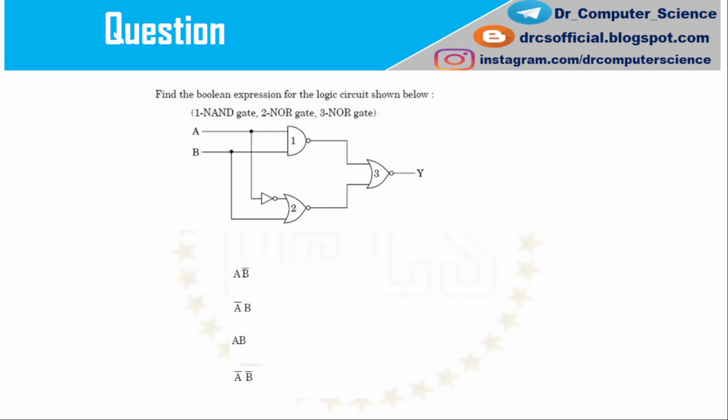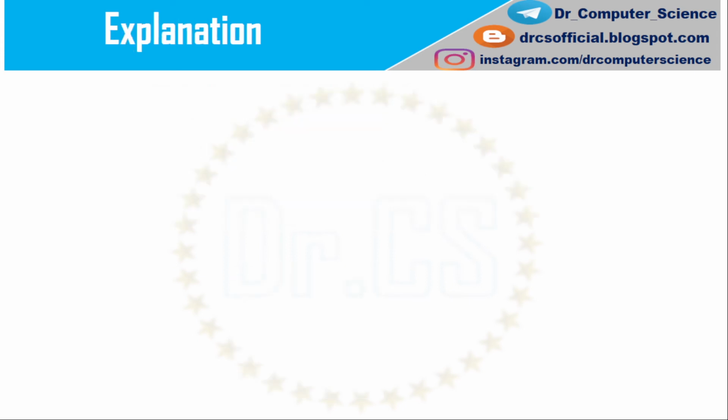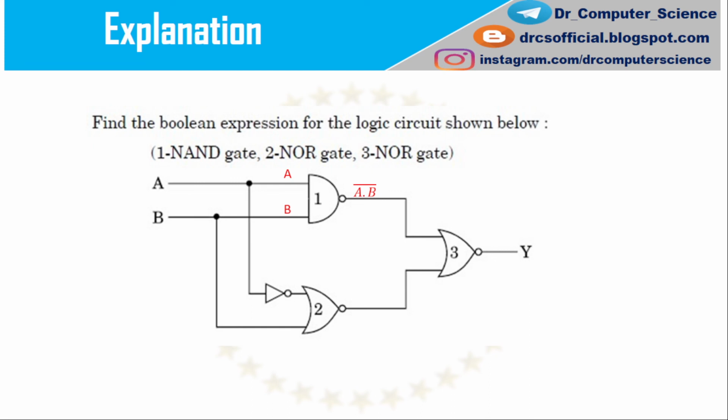Next question. Find the boolean expression for the logic circuit shown below. Here there is 1 NAND gate, 2 NOR gate and 3 NOR gate. First we take A, B as input to the NAND gate. It gives (A dot B) whole bar. Then we take B and A bar in the OR gate. It will give (A bar plus B) the whole bar.